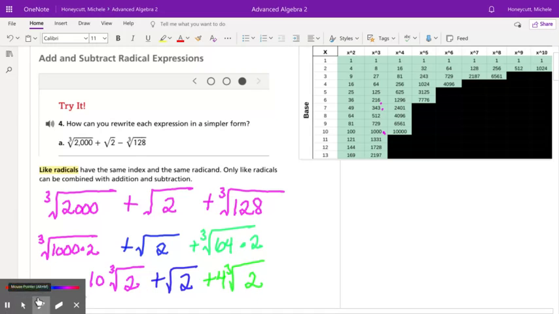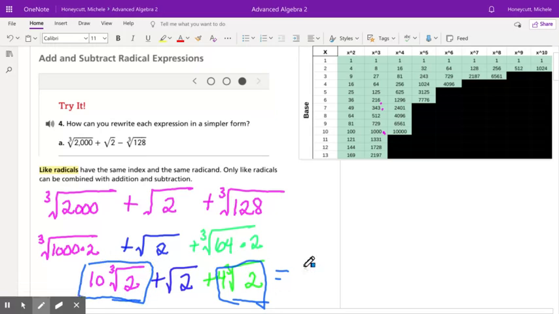So then I need to see, do I have any like radicals? Well, let's see. I need to have the same index and the same radicand. So I have a cubed root of 2 and another cubed root of 2. So that makes these two terms like radicals. If I have 10 cubed roots of 2 plus 4 cubed roots of 2, that's 14 cubed roots of 2. The square root of 2 has a different index, so I will just have to leave it separate. So 14 cubed root of 2 plus the square root of 2.